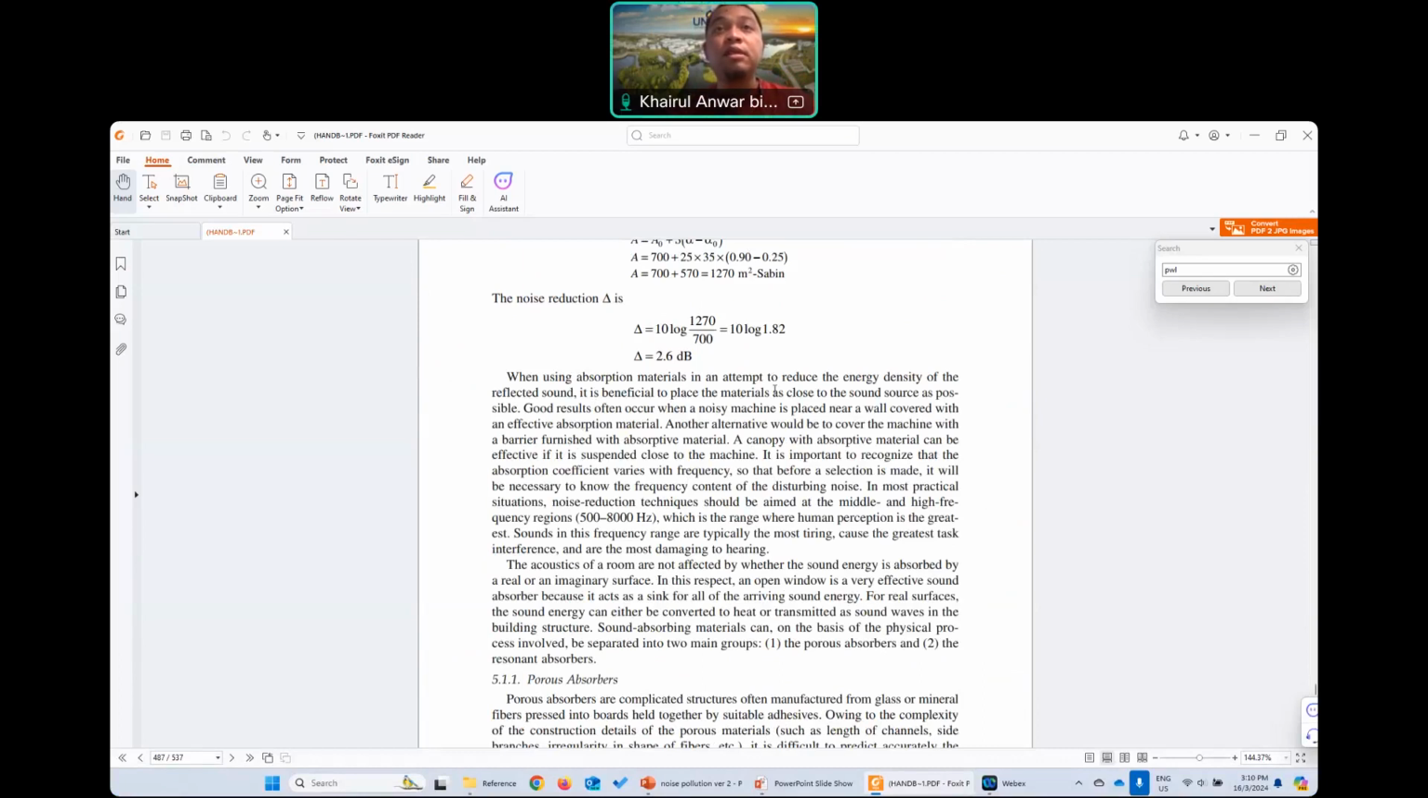In using absorption material in an attempt to reduce the intensity of the direct sound, it is beneficial to place the material as close to the sound source as possible. Good results often occur when a noisy machine is placed near a wall covered with absorption material. Another alternative would be to cover the machine with a barrier furnished with absorptive material. A canopy with absorptive material can be effective if it is suspended close to the machine. These are some of the suggestions on how to reduce the sound.